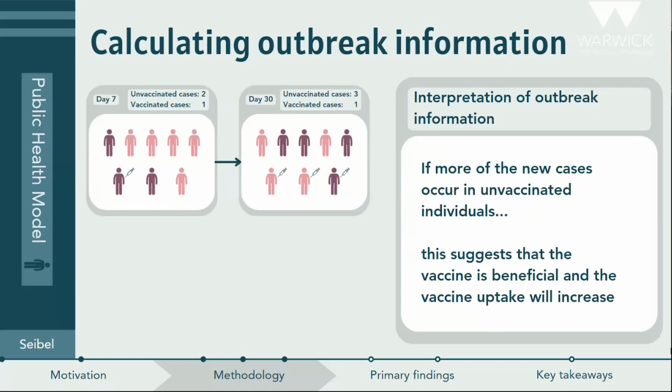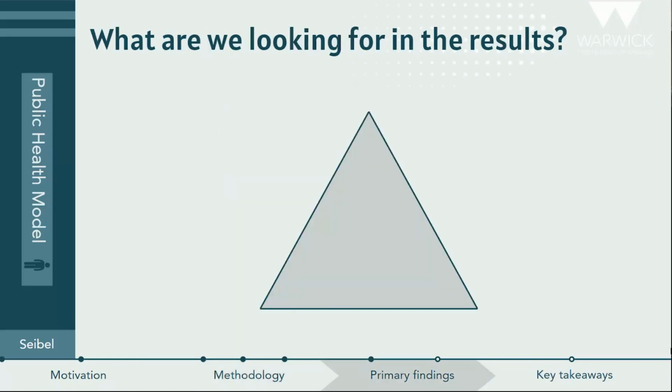And so again, this interpretation of our outbreak information is that if more of the new cases occur in unvaccinated individuals, then the vaccine's probably working and more people will get vaccinated. And I will go through these ternary plots because they're quite difficult to read. But given we have 3 subpopulations, this is a good way to visualize that because we have 3 groups. And what are we looking for in this?